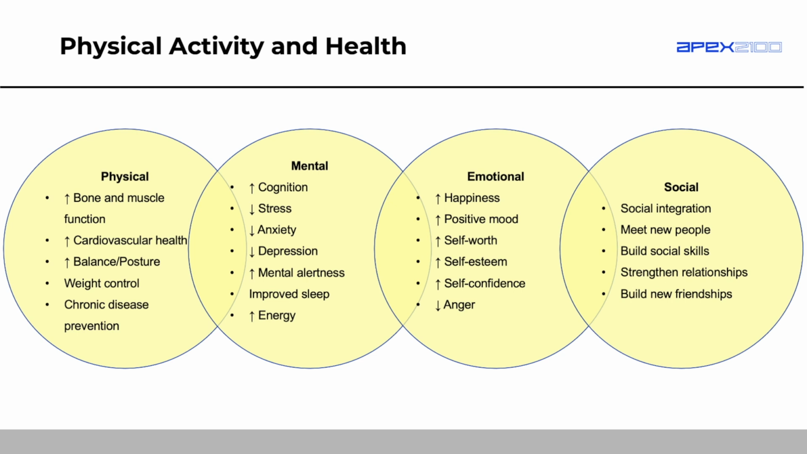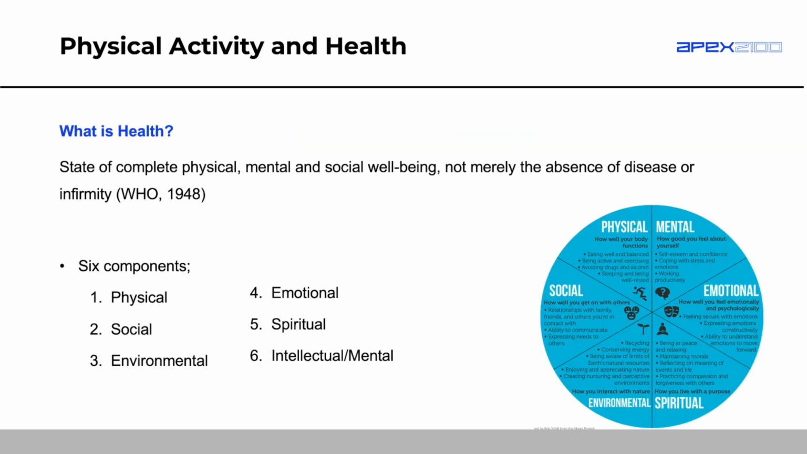There's also emotional benefits like happiness, mood, self-esteem. And then people tend to forget about the social benefits, but they are important to remember. So with physical activity, especially things like team sports, we're able to meet new people, build our social skills, strengthen relationships, etc. So many different positive effects of physical activity on our health within these 4 different components of health. We're going to delve more into these within this unit.